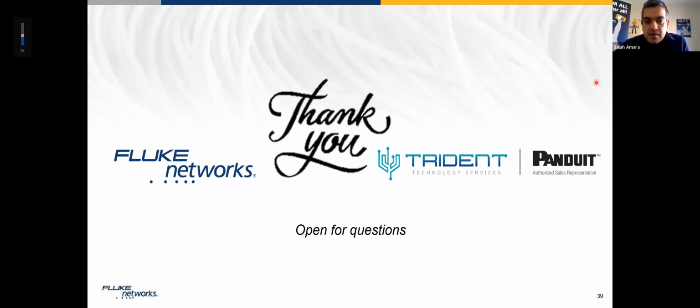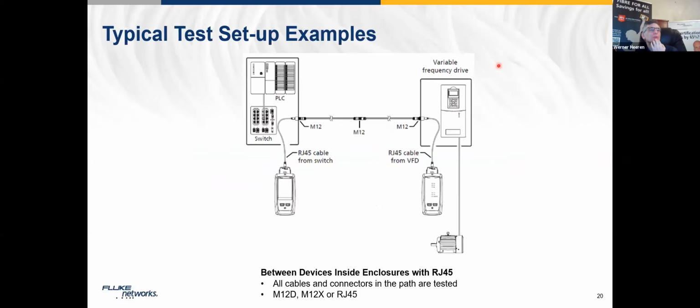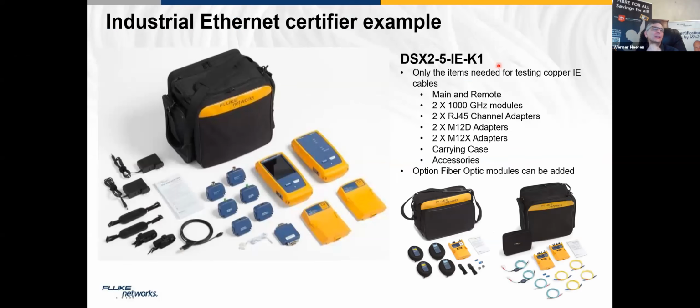Do we have a specific Fluke Networks model used for industrial testing? Yes, I thought we showed that in the presentation. On the tester side, this is a model specific for industrial environments. It's the ESX2, maybe a 5000 series, but with the industrial Ethernet kit 1. This is an example. There are different kits we have predefined.